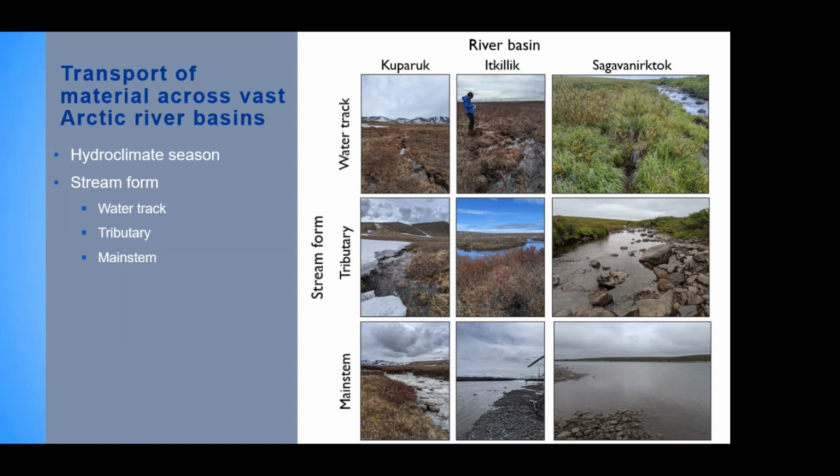It is considered to be a zero order stream. It is not in a defined stream channel. It's the closest we get to soil water, but it is basically surface runoff. And then we looked at tributaries, which are larger streams, and the main stem of the river. The stream order didn't really help us identify these three categories. So we thought about it a little differently.